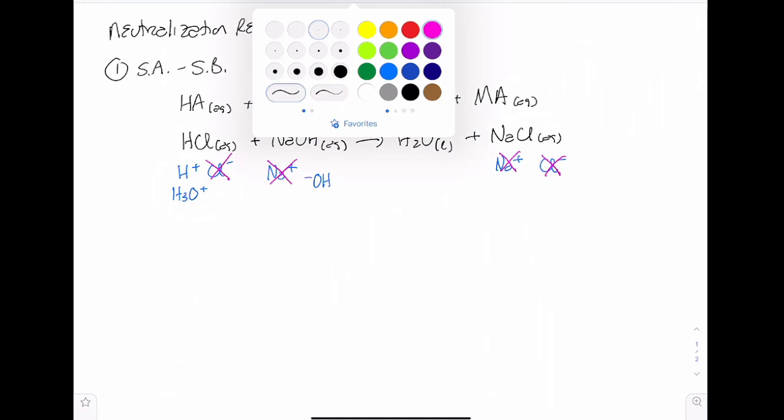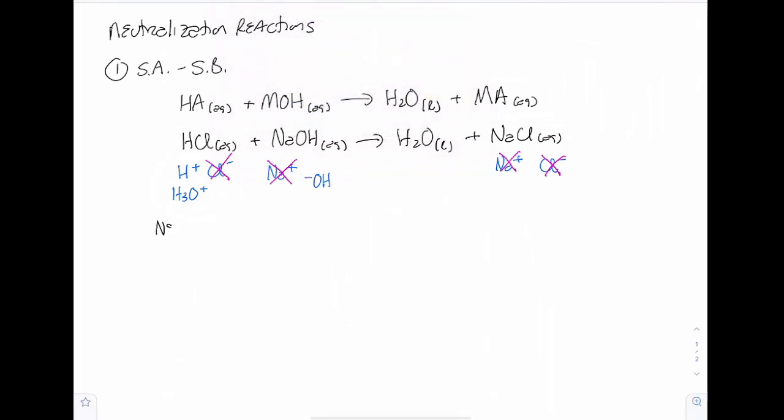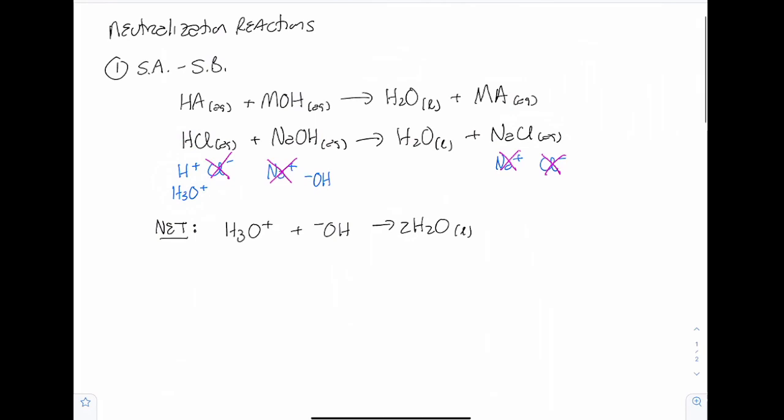So if I was to write my net ionic equation for this, I'm going to have hydronium ions plus hydroxide ions, and then that's going to water. And then I do need a 2 here to balance it because I'm using hydronium versus just the proton. I do need to have that 2 there. Because my products are only water, right, my pH is going to be equal to 7.